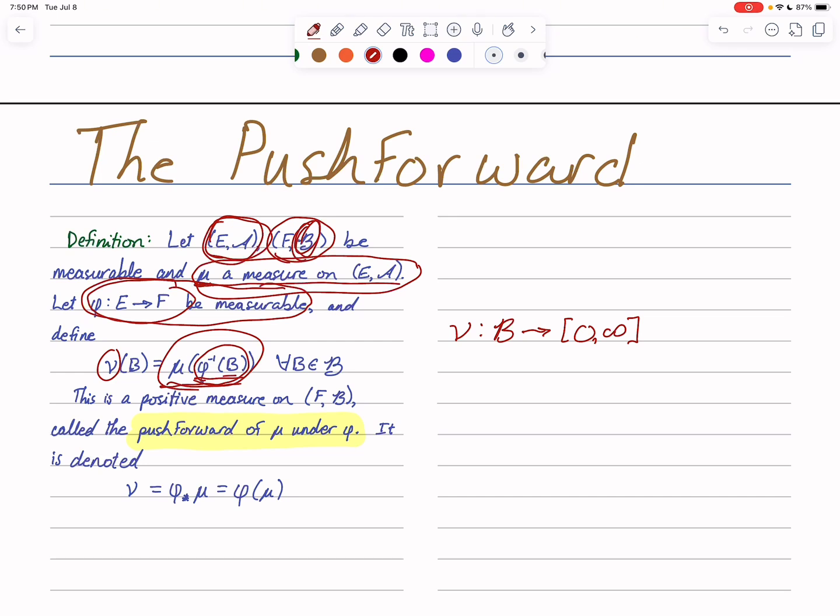So anyway, the claim here is that the resulting nu is a positive measure on that second sigma field or measurable space. That's relatively easy to confirm, so I leave that as an exercise, although if anybody wants to see it, leave a comment and I may be able to make a video on that. But in any case, this is what we call the push forward of mu under phi, and it has these two notations. So there we go.